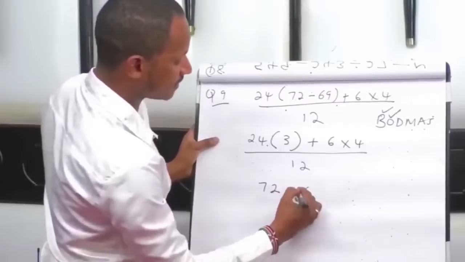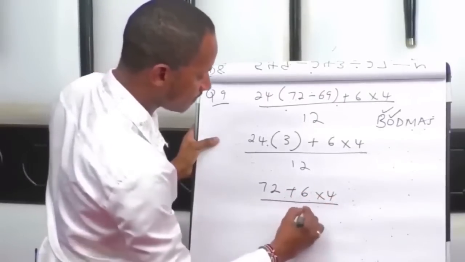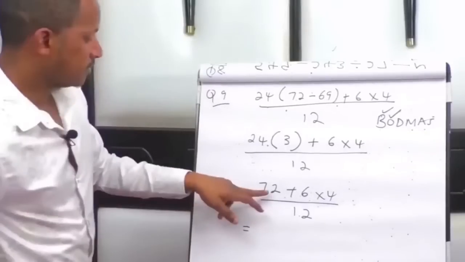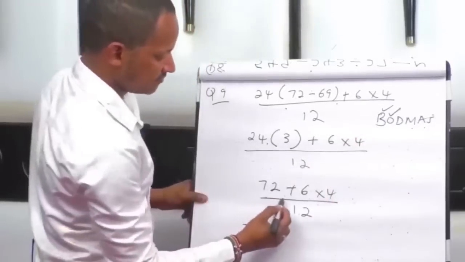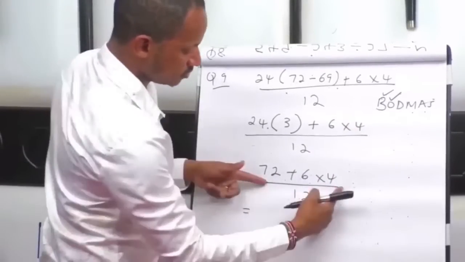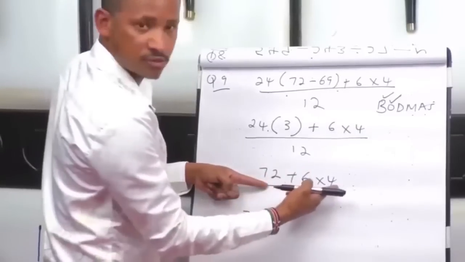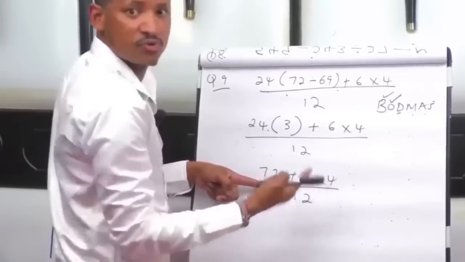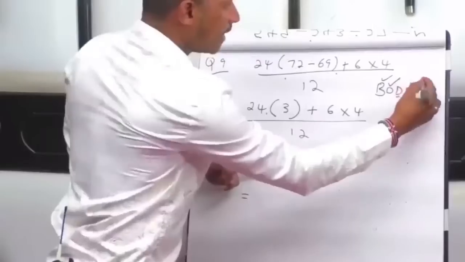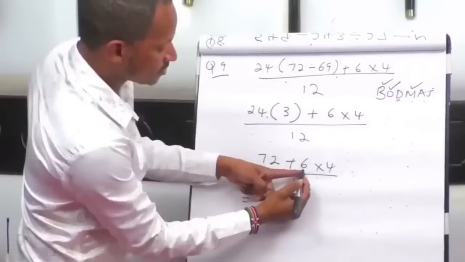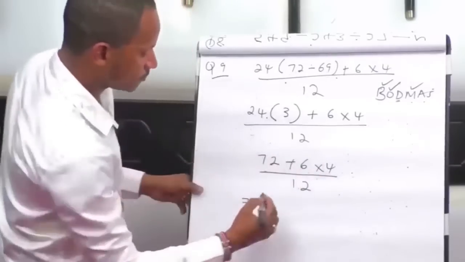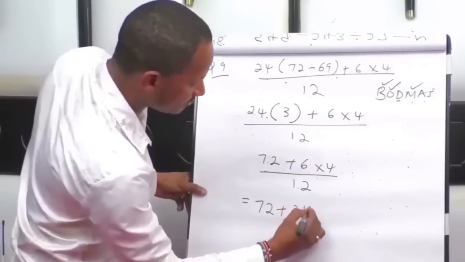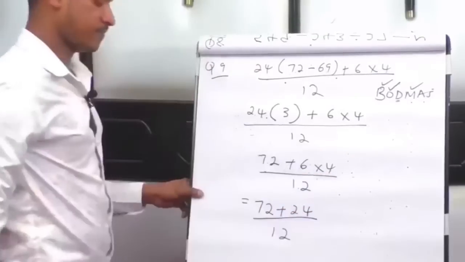Replace this one, times plus 6 times 4 over 12. When you come down here, of, division, we will not go to division. This is division, but we have to solve the numerator first. That's when we'll come to division last. So we will not deal with this division, but if there was a division sign in the numerator, we would have dealt with it. Then we go to multiplication. So the multiplication that we have here is 6 times 4. So we have 72, then plus 6 times 4 is 24, divide by 12.